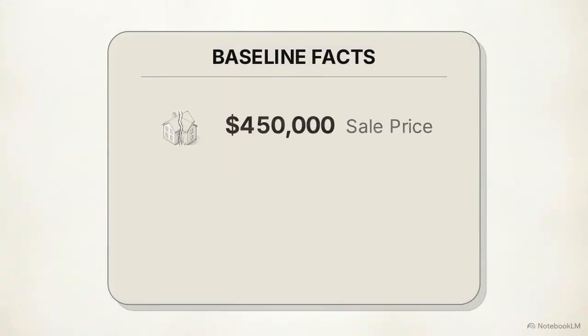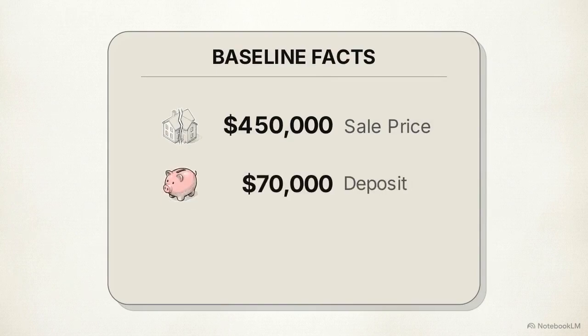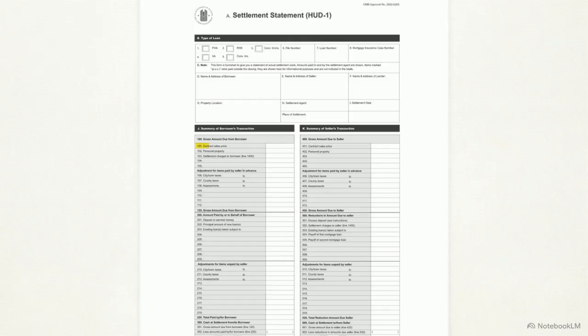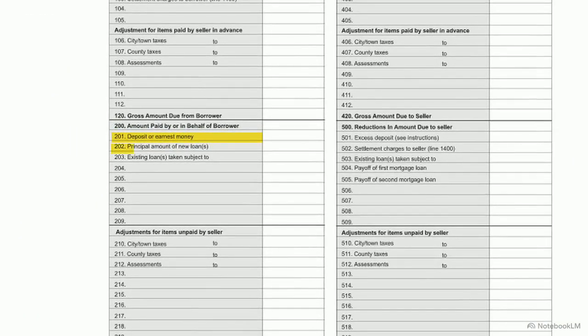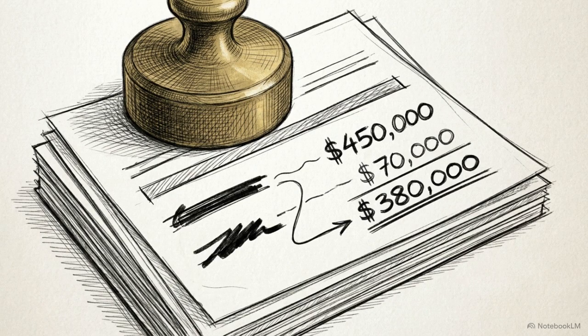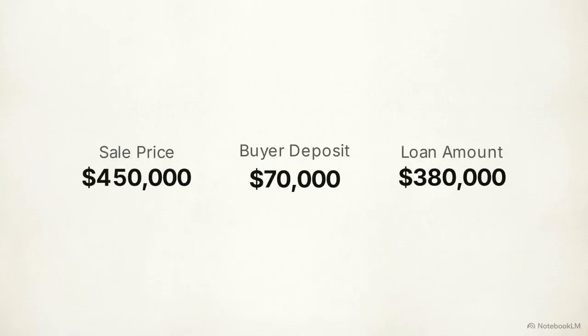Step 1 is to plot out the core, static numbers of our transaction before we apply any complex fees. Our baseline facts are simple. The parties agreed to a $450,000 sale price. The buyer has already put down a $70,000 earnest money deposit, and they are bringing a new $380,000 mortgage loan to the table. The $450,000 sale price is our starting point, recorded on line 101 for the buyer and line 401 for the seller. Next, we log the buyer's inputs, the $70,000 deposit on line 201 and the $380,000 loan on line 202. By establishing these baseline credits and debits first, we create a clear mathematical anchor. Every fee we calculate from here on out will simply add to or subtract from these starting values.